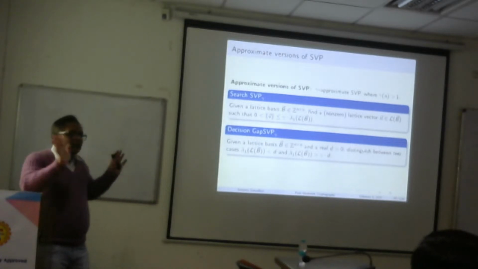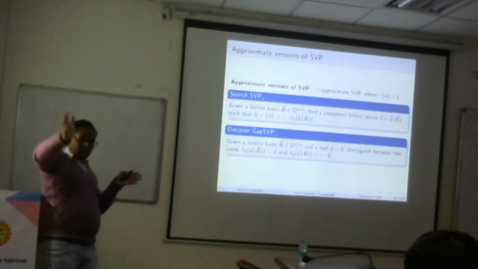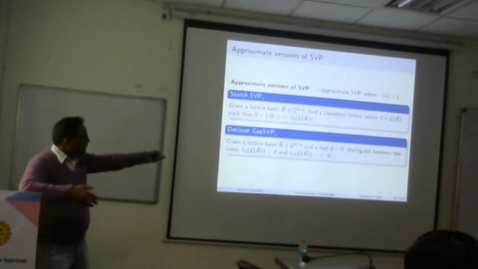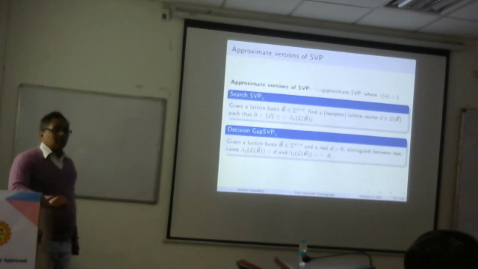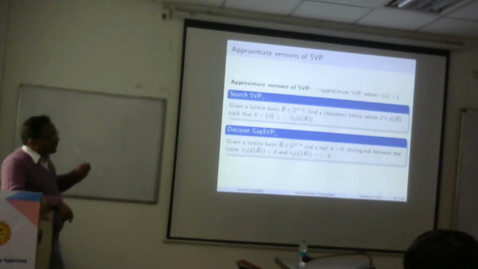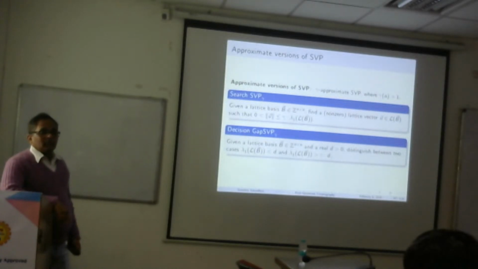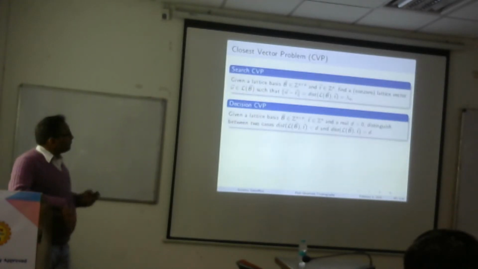In between, I am not even telling you. I am telling you that the answer is either here or there. Can you tell me where? Okay, you cannot even tell me this. So this is the gap problem in the shortest vector problem. All these problems are extremely hard, even for quantum computers.